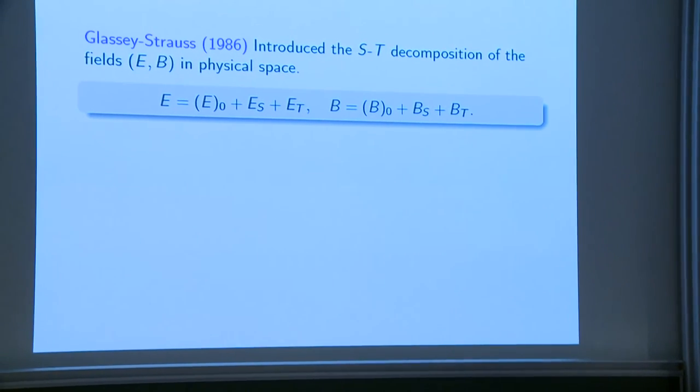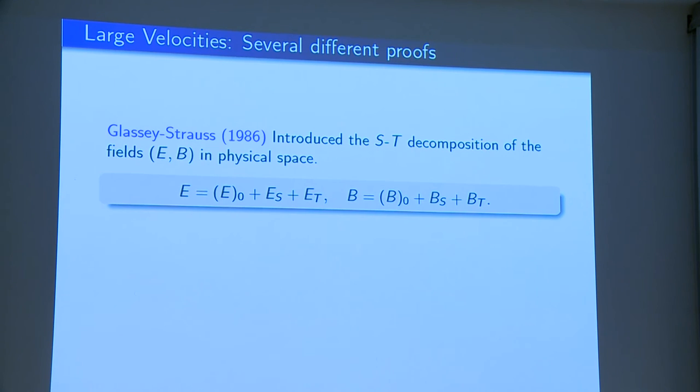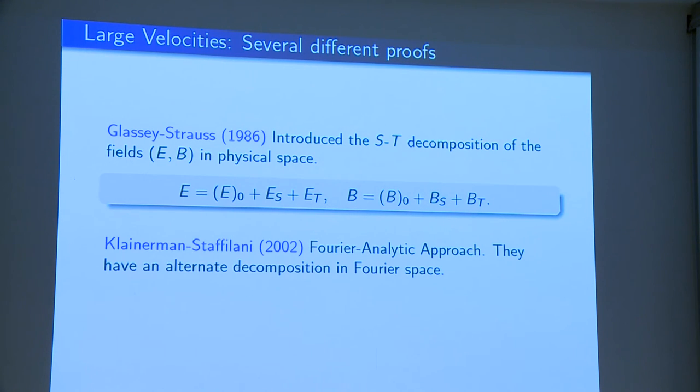Okay, so this result was originally given by Glassey-Strauss in 1986, and they introduced the ST decomposition of the fields, which allows you to decompose E into an initial data term E0, and ES and ET, and then the game is to estimate ES and ET successfully. And then you also have, in 2002, the Klainerman-Staffilani approach where they used Fourier analysis.